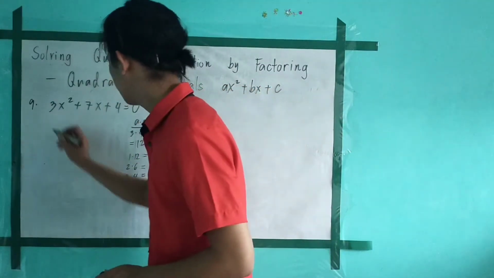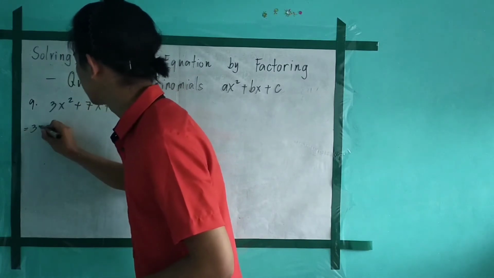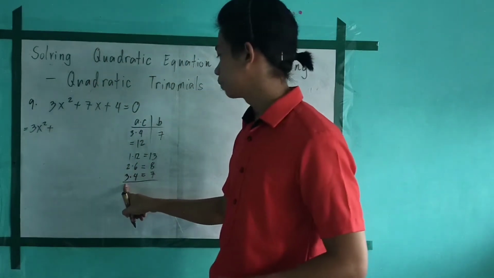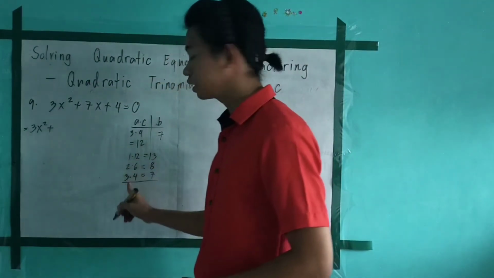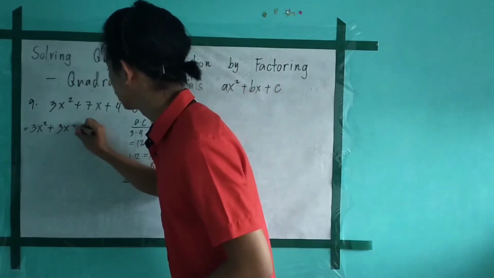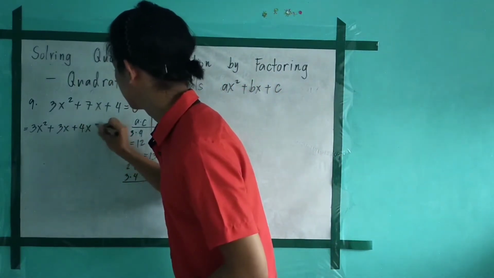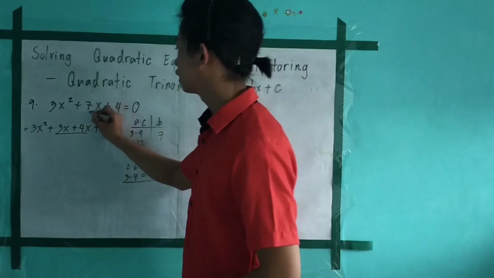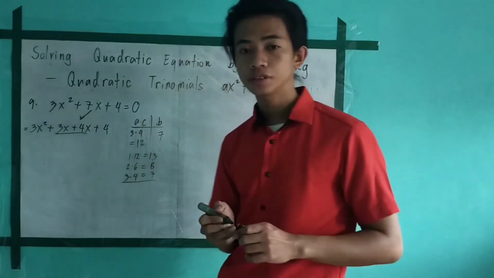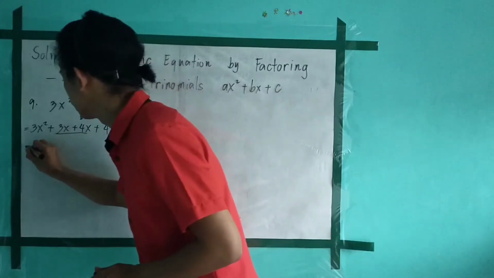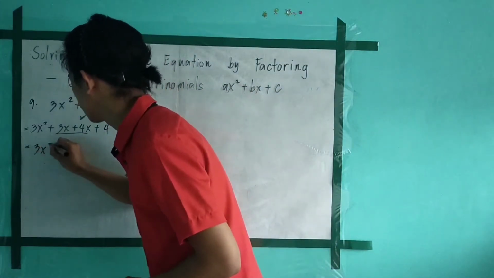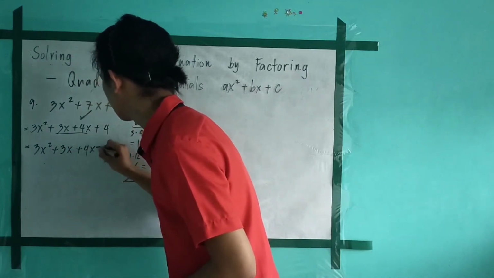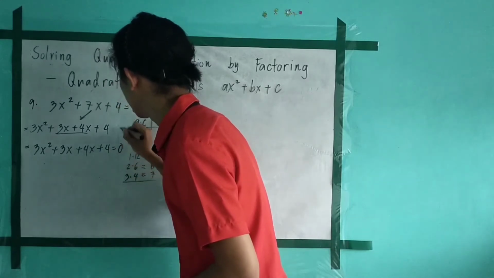So, gawin natin. Paano nga ba? So, we have, copy natin, 3x squared plus, yan. Substitute natin yung 7x, gawin natin 3x then 4x. Therefore, 3x squared plus 3x plus 4x plus 4. So, ito na. From 7x, 3x plus 4x, yan na po yun. Next, by grouping, 3x squared plus 3x plus 4x plus 4 is equal to 0. Ayan.